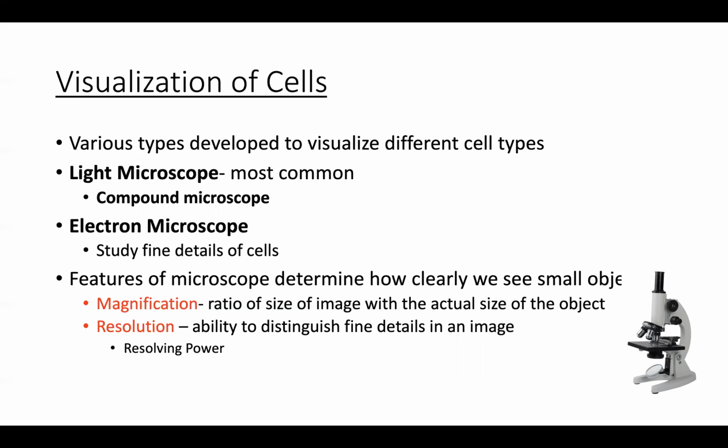Magnification is the ratio of the size of the image with the actual size of the object, okay? So the magnification refers to how much larger this image is becoming in comparison to the actual size of the object or specimen. Okay, the resolution then, though, refers to the ability to distinguish very fine details in an image, all right? So the resolving power of a microscope is one that we would take into account depending on what types of structures or details we're trying to look at or visualize.